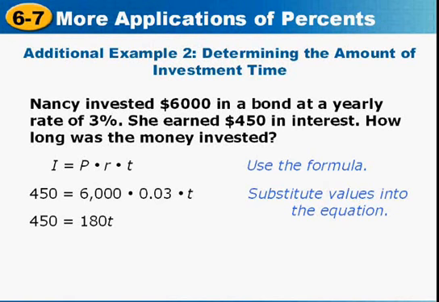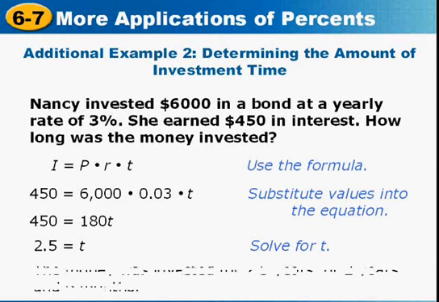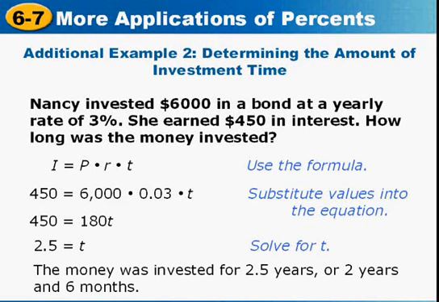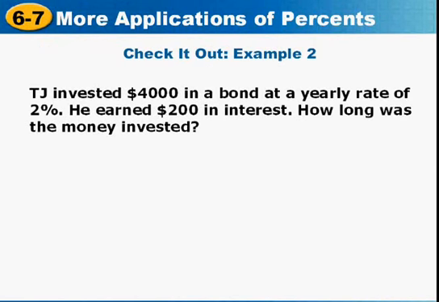Look familiar? Absolutely. This is multiplication, 180 times t, because they're together. When they're together like that, that's multiplication. Inverse of multiplication is division. We divide and we get 2.5. She invested the money for 2.5 years and earned $450 on it. It's pretty good. So you could also say 2 years and 6 months, because half of a year is 6 months. Here's your check it out.